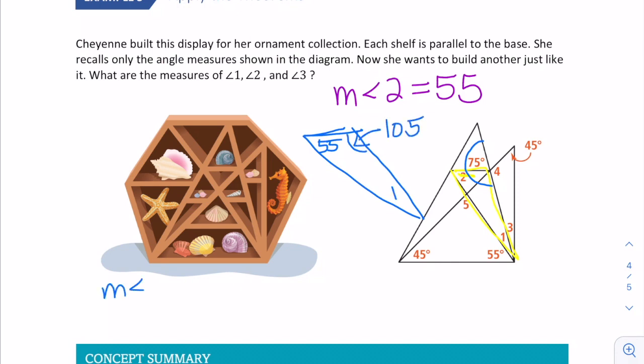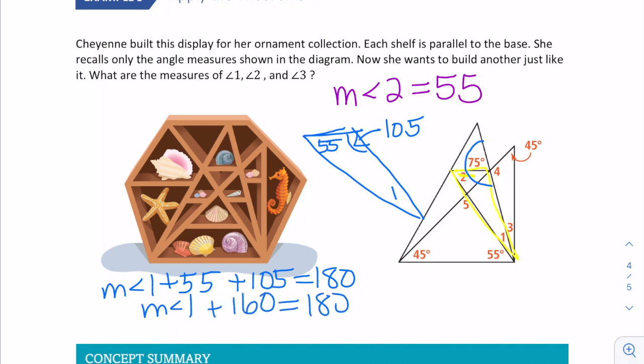So the measure of angle 1 plus 55 plus 105 has to equal 180. So these two add up to 160. So the measure of angle 1 must be 20 degrees.